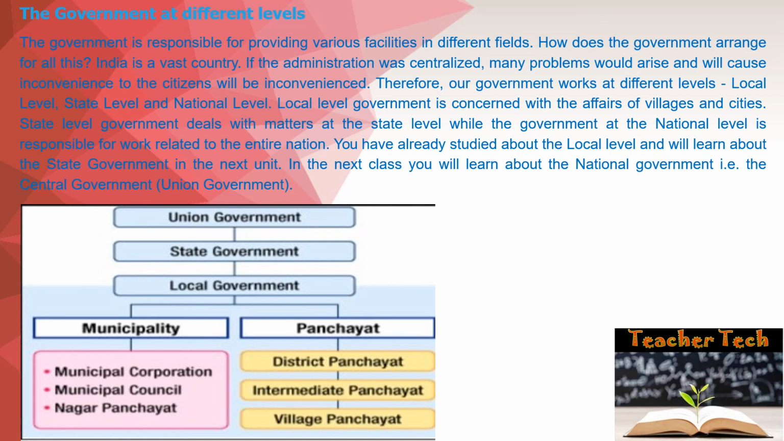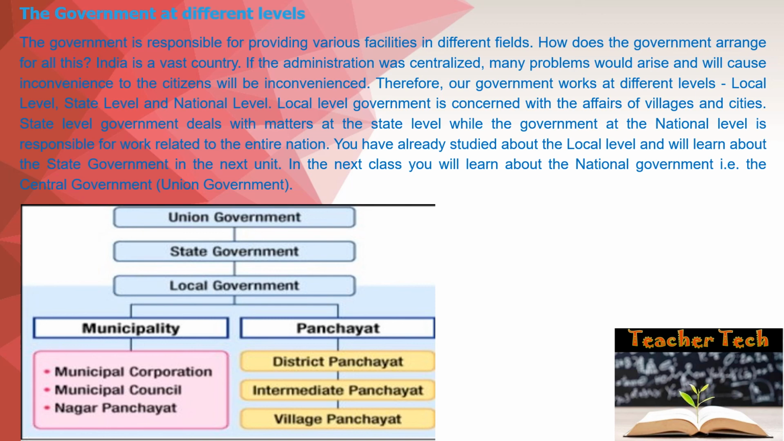You can see the local government, children, is divided into two parts, that is municipality and panchayat. How does the local government divide into municipality and panchayats, children? For a municipal corporation, a minimum population of 5 lakh is needed. For a municipal council, for a town, at least 50,000 people. For a nagar panchayat, a town with at least 20,000 people should be there, then only it will be considered a municipality.